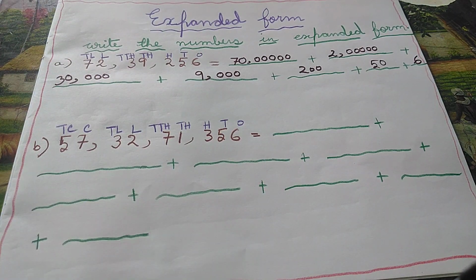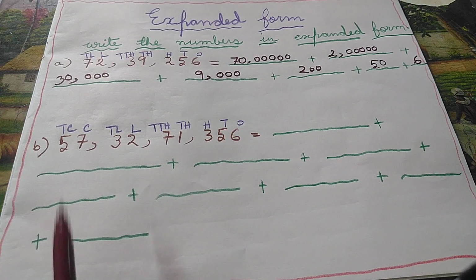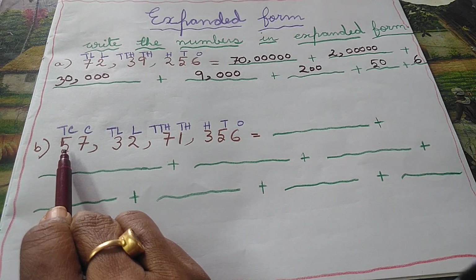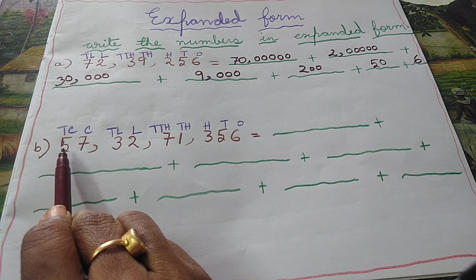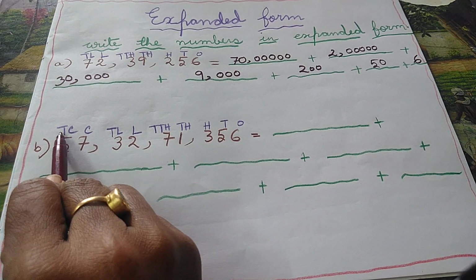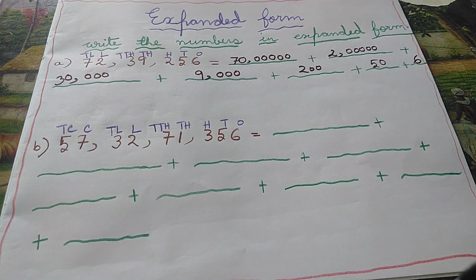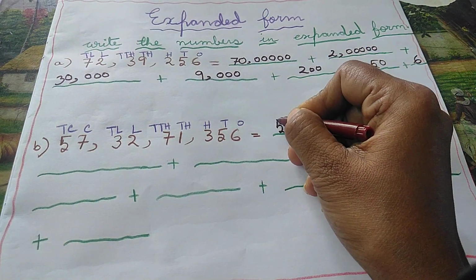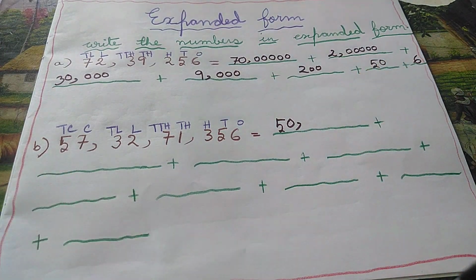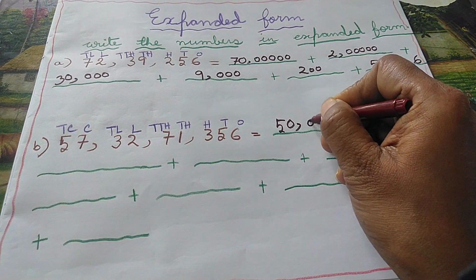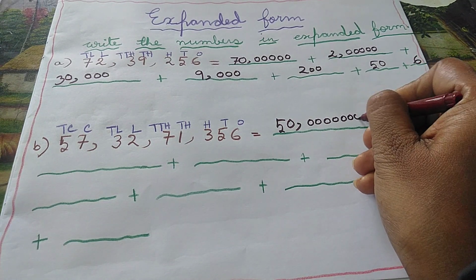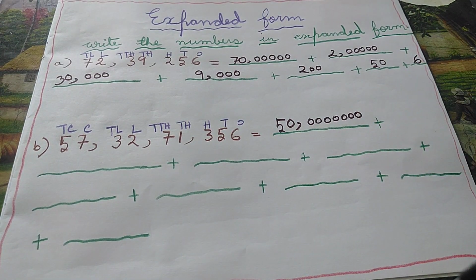Now go to the next example. Start from your left side. The first digit is 5. What is the place value of 5? 5, 10 crore. 5. For 10, there will be 1 0. For crore, there will be 7 zeros. 4, 5, 6, 7. Okay.